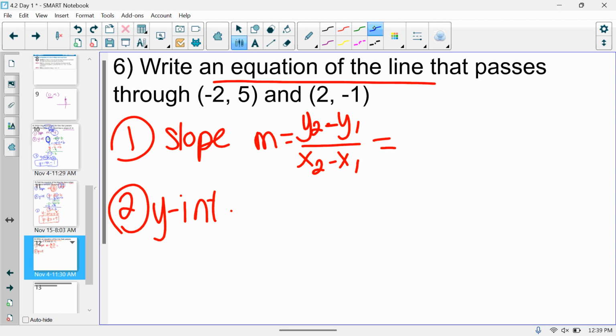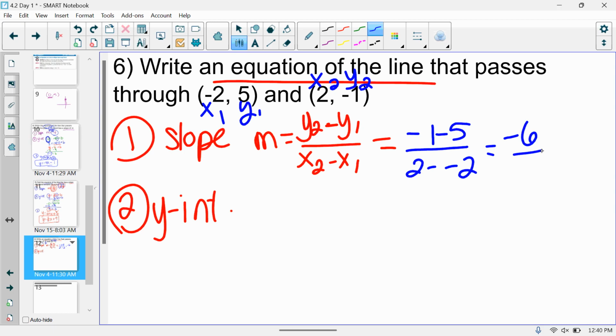All right, so let's label our points here. X, Y, we can call this point 1. X, Y, we can call this point 2. So we're going to have negative 1, that is what that says, right? I wrote over top of it a little bit. Okay, negative 1 minus 5 over 2 minus negative 2. That's negative 6 over 4. So negative 3 halves. Everybody good with that?